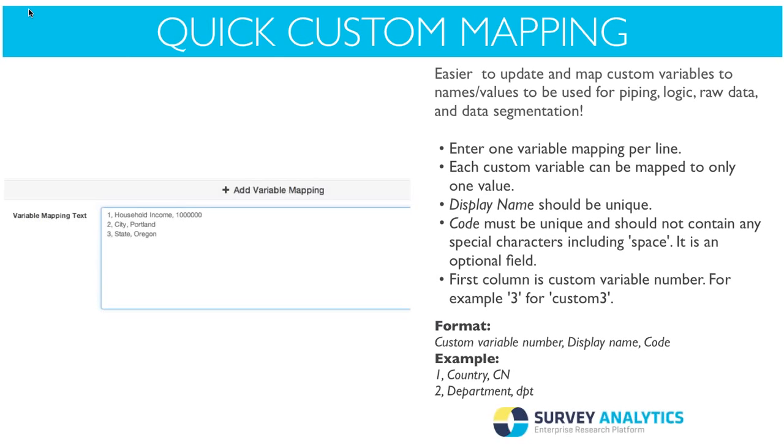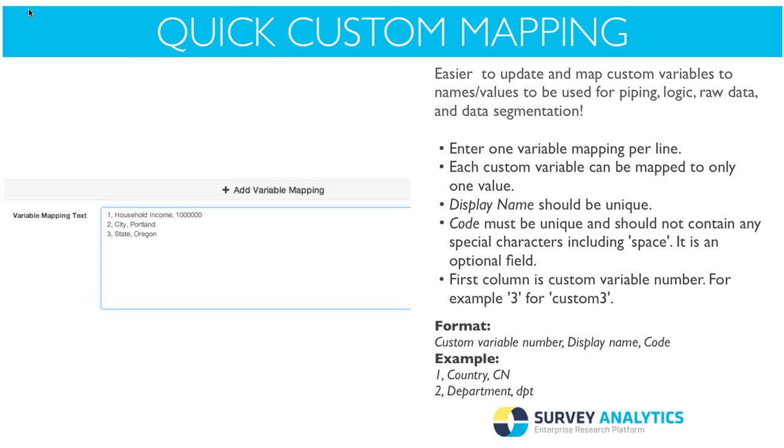You shouldn't be using it multiple times, and the code must be unique and not contain special characters, including space. This is an optional field, so you don't actually have to put the code in if you don't want. The first column is a custom variable. For example, if it's 3 and it's state, that's going to be custom 3. We'll go ahead and do an example of this later so you can see what it would do as well.